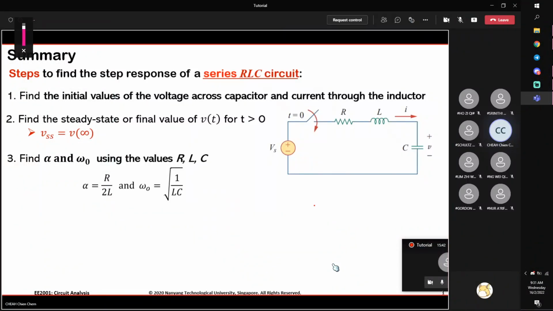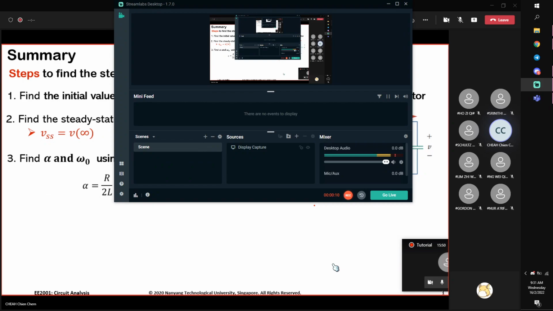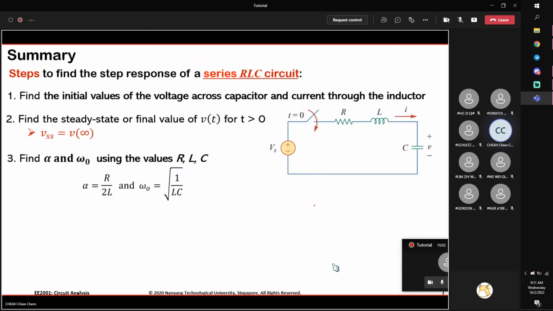Followed up by the tutorials on Laplace transformation. So firstly, let us review how we find the step response of the series RLC circuits. I've gone through this in question 3 of the previous tutorial, and here I just review the steps again.